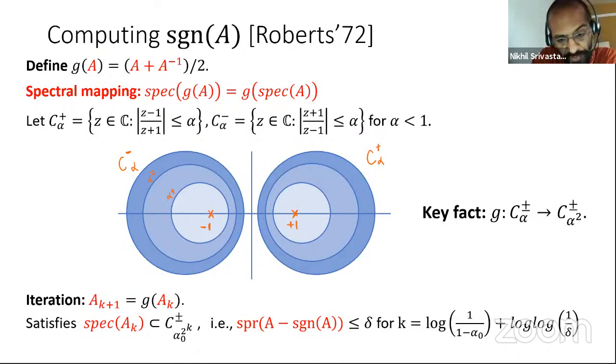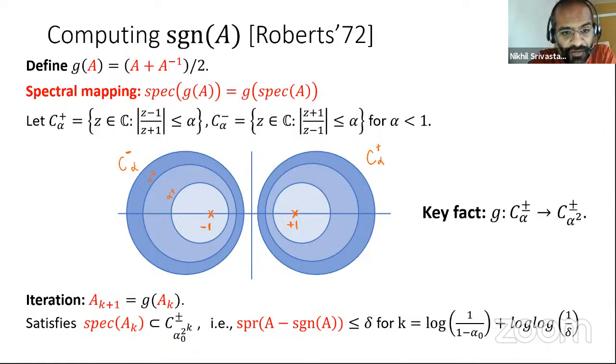And then, by the same reasoning, the spectrum of the kth iterate is contained in the circle with parameter alpha naught to the 2 to the k, where alpha naught was the initial circle parameter. That means you get a delta approximation to the sign function in the sense of spectral radius after the same number of iterations: log of 1 over 1 minus alpha naught plus log 1 over delta, which is small if your matrix has eigenvalues that are away from the imaginary axis. Okay, so this was done by Roberts in 1972.